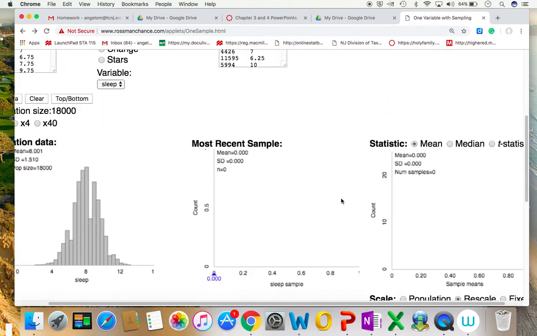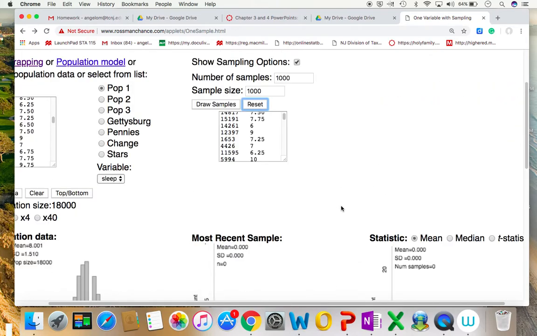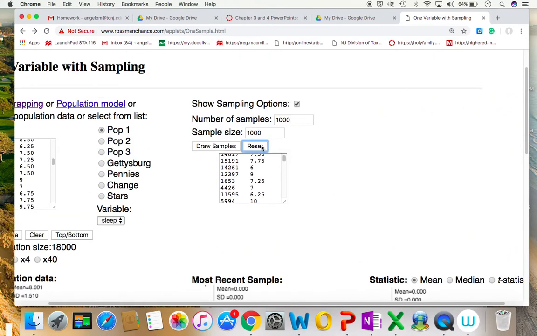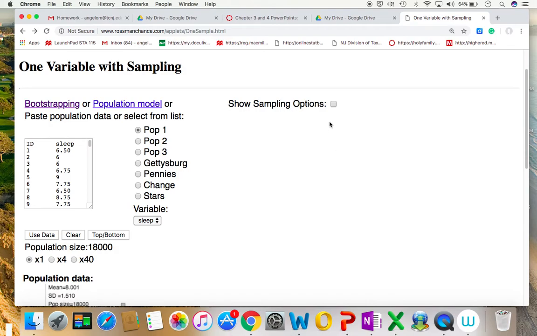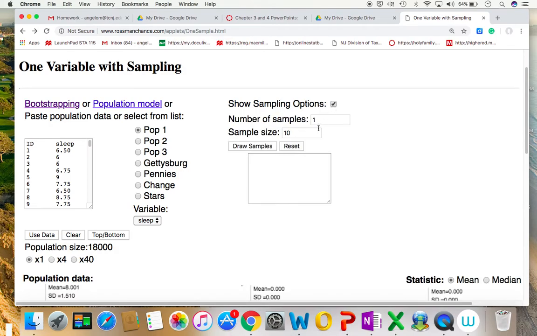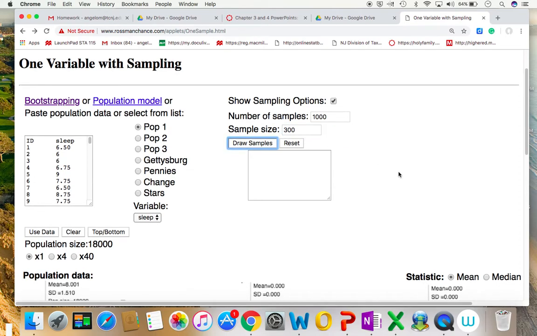Let me click on reset here. Tell you what, since this is taking a while to load, we had 100 before. We'll do 1,000 samples of, instead of 1,000, we'll say 300. We're just going to increase the sample size from 100 up to 300. We'll see if that speeds it up a little bit. Draw samples.